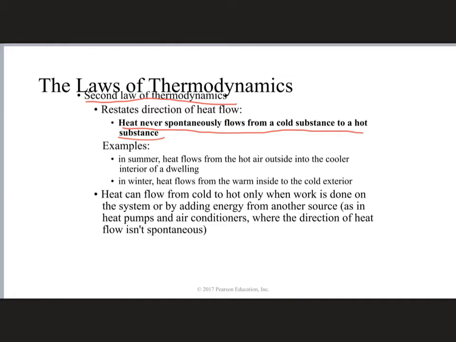If you add energy to the system by doing work on it from some other source, then the direction of heat flow can reverse, and you can actually have heat flow from colder to hotter. That's how an air conditioner or a refrigerator works. There are pumps and coils that compress the air in ways that remove energy from the house and dump it outside, or remove energy from the refrigerator and dump it outside, and that causes the interior to cool off.